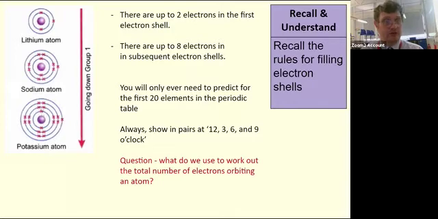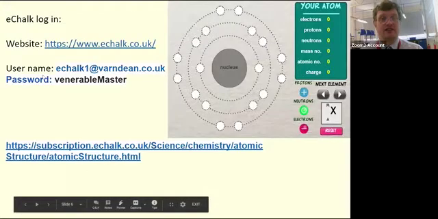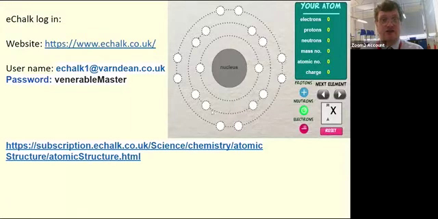So 2, 8, 8, 2, with one more electron, which I'd probably put over here. Up to calcium, you can be expected to draw those. So you need to be sure you're familiar with those. Again, this will help, because it shows you there's 2 in the first shell, 8 in the second shell, 8 in the third shell, and you can practice all of them up to argon in that eChalk.